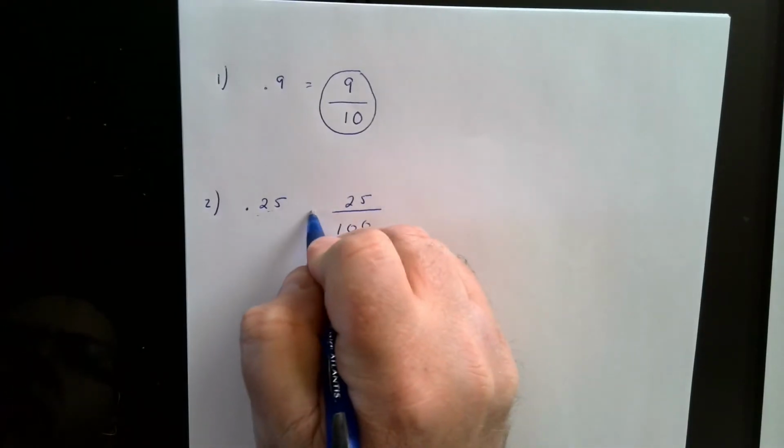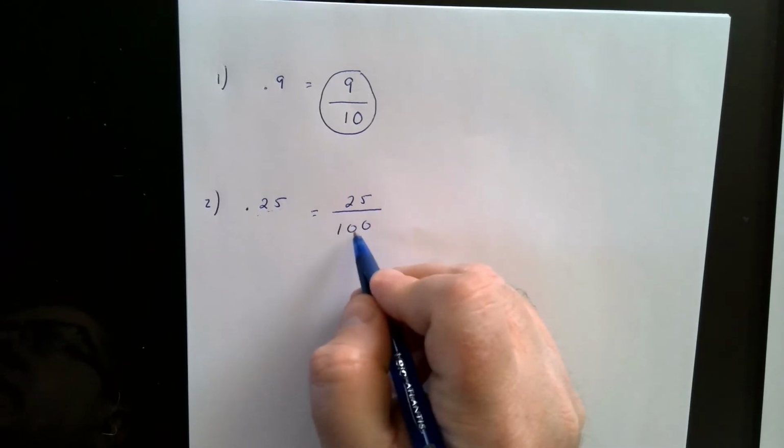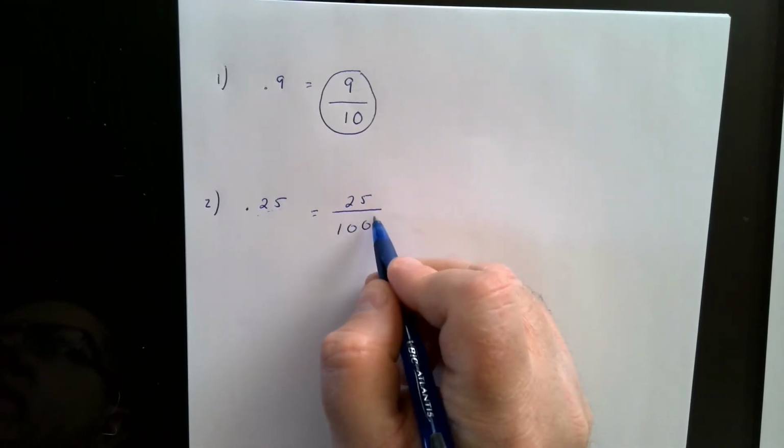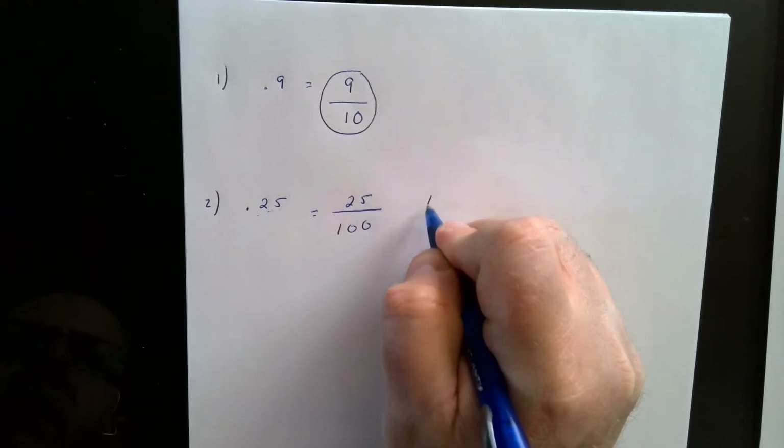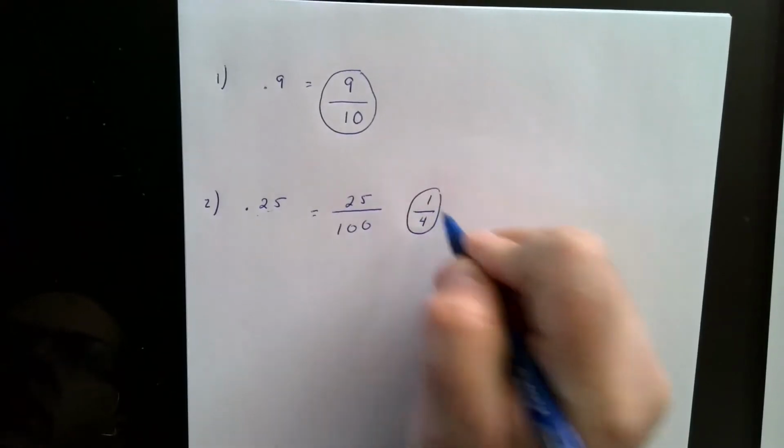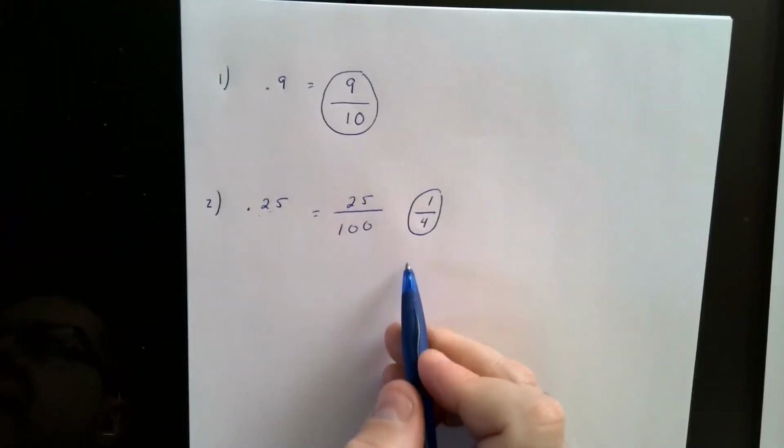Okay. Now, once again, we do need to see if this will reduce. 25 over 100 will reduce down to 1/4. So that is my final answer.